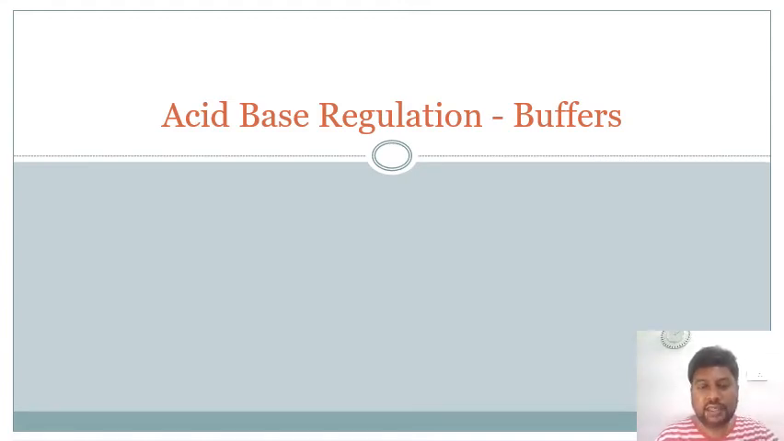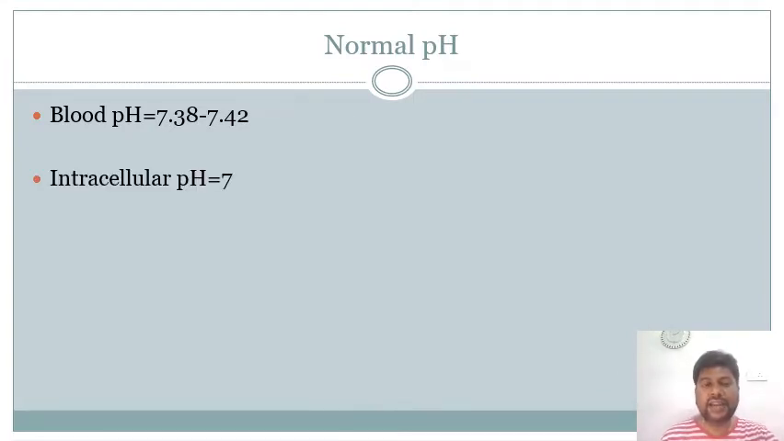Good morning. In this video, we are going to discuss the buffer systems present in our body, which are needed for regulating the acid-base balance and for maintaining the normal pH. The normal blood pH is between 7.38 and 7.42, and the intracellular pH is maintained at around 7.